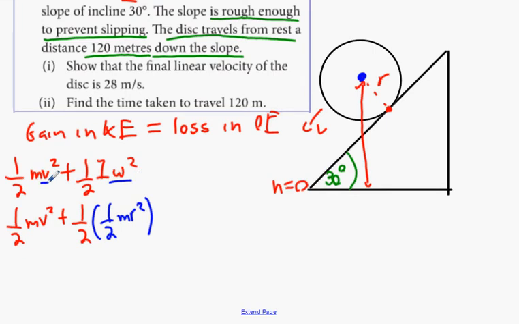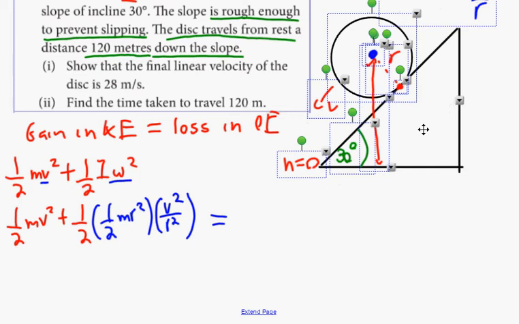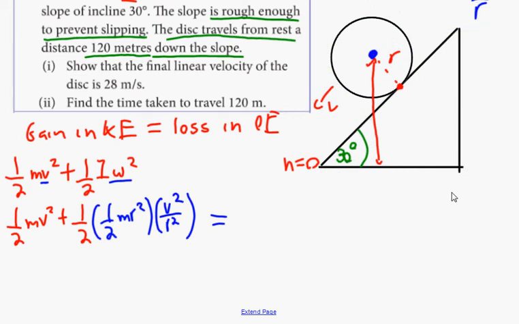Now omega and v are not the most compatible. Do we have a converter at all? Any way of converting omega into v? v equals r omega, so omega equals v over r. We're going to convert omega squared into v squared over r squared. Let me just drag all this up for a minute. And then we're going to have to sort out the drop in height, mgh. h is going to represent the drop in height this time.